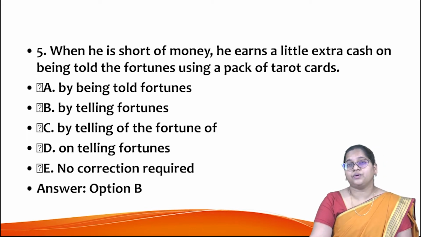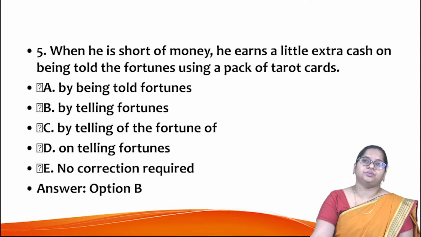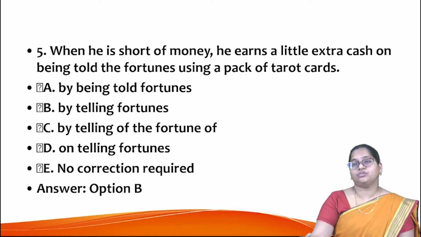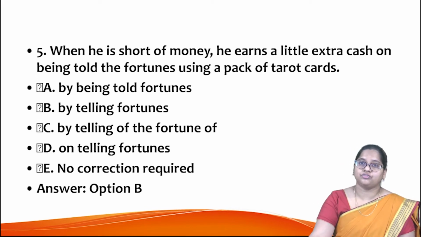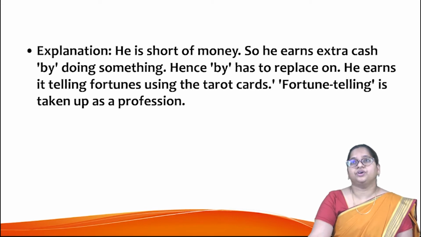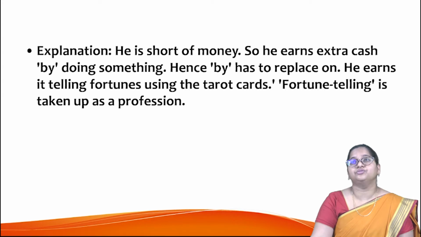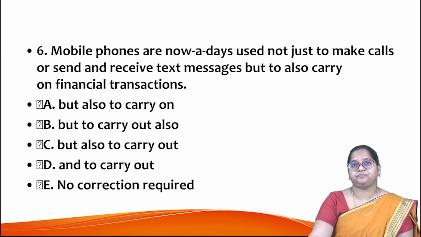So that is very important. You have to say by telling of the fortune of something using a pack of tarot cards. So that is the sense. By telling fortunes using a pack of tarot cards, he earns a little extra cash when he falls short of money. So B is the right answer. Hence by has to replace on. It is a profession that's been taken up by him. Next question, move on to the next question.